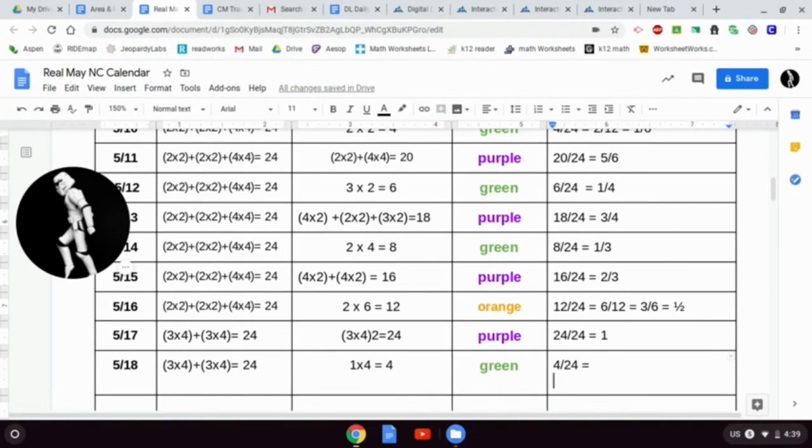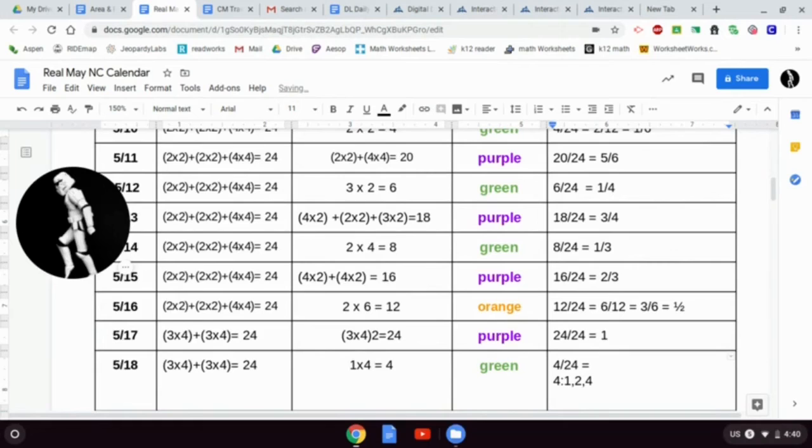Well, let's list the factors. Factors of 4 are 1. Everything is a factor of 1. 2, because it's an even number. And 4, and that's it. Because 1 times 4 makes 4, and 2 times 2 makes 4. Nothing else can you multiply to get to 4 unless you're doing some kind of crazy fractions or decimals, which is not what we're doing.